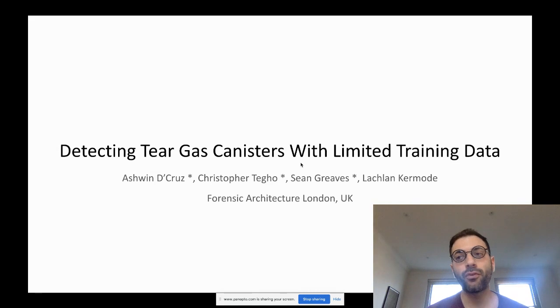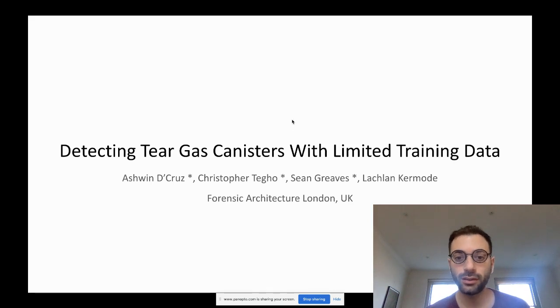The objective of the paper was to develop a detector that detects tear gas canisters in open source videos found online, to assist human rights investigators to investigate violations of human rights. The idea is to flag videos that contain tear gas canisters so that investigators can review them and decide whether they can use these videos as evidence for the investigations. The objective is to assist investigators and reduce the time they spend trying to find evidence for their investigations.